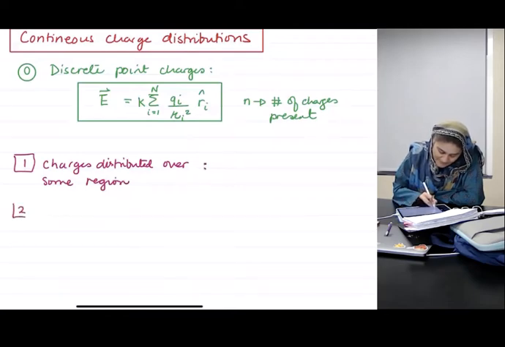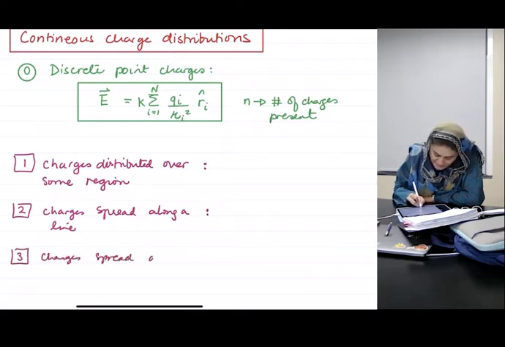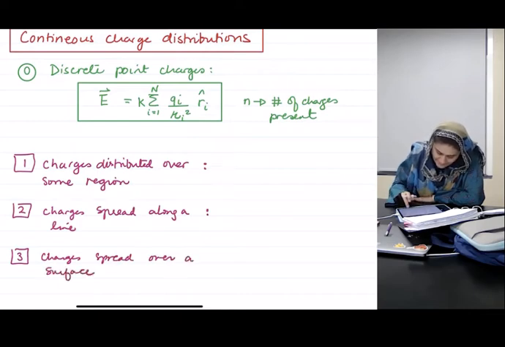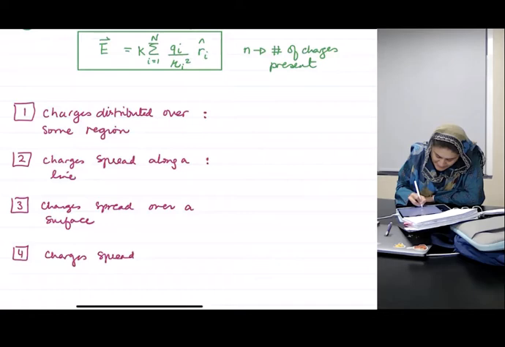I could have charges spread along a line. I could have charges spread over a surface. And number 4, I could have charges spread over a volume.